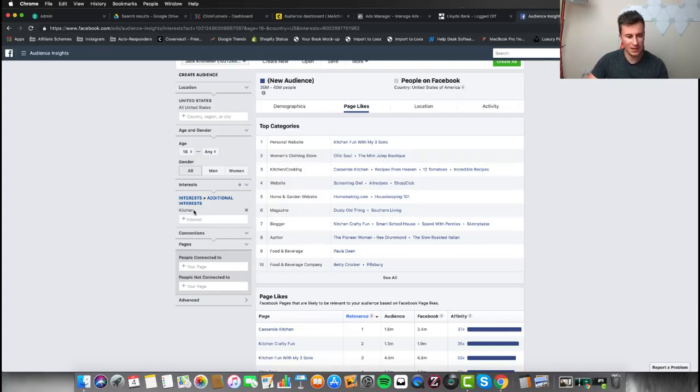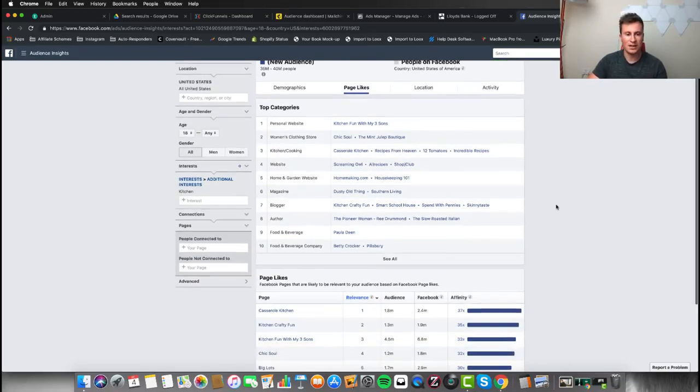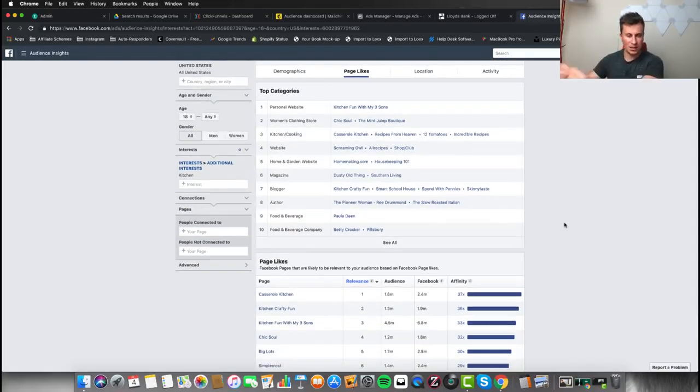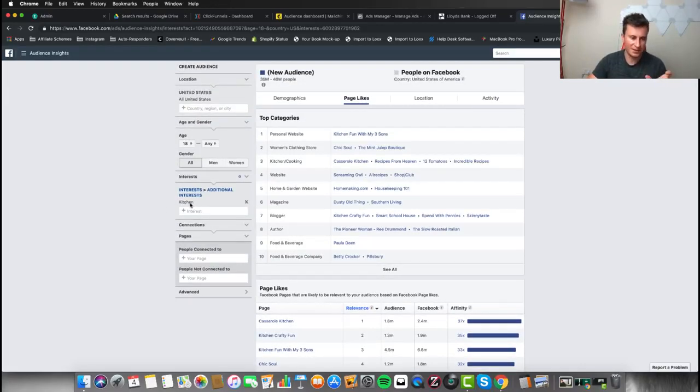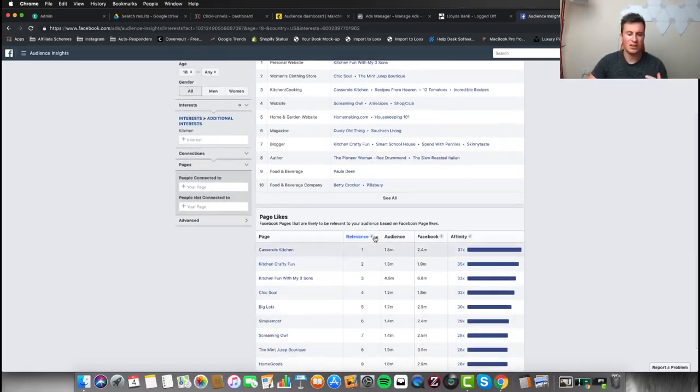So if you were to pick kitchen solely as an interest, these are the top categories and top page likes in which people within the kitchen interest are also related to. So if you were to pick this as an interest to target, then the audience within this interest, these are the top categories they're related to, and these are the top pages they like. Essentially, to find a passionate audience, you need to pick an interest where the majority of the other pages that people in it are related to are also related to the niche you're targeting, if that makes sense.